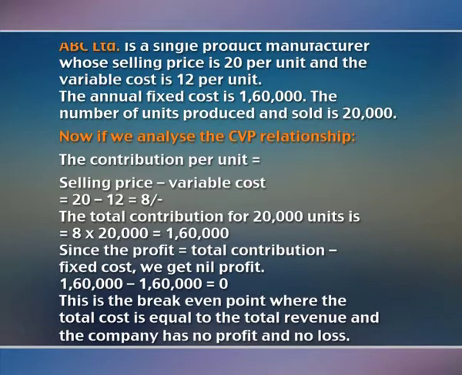Now, if we analyze the CVP relationship, the contribution per unit is selling price minus variable cost, which is 20 minus 12, which is 8. The total contribution for 20,000 units is 8 into 20,000, which is equivalent to 1,60,000. Since the profit is equal to total contribution minus fixed cost, we get nil profit. That is, 1,60,000 minus 1,60,000 is equivalent to 0. This is the break-even point where the total cost is equal to the total revenue and the company has no profit and no loss. Let us see a few alternatives.